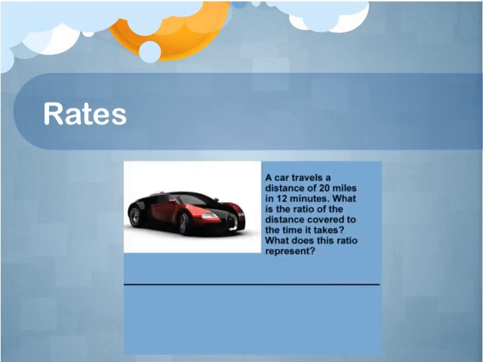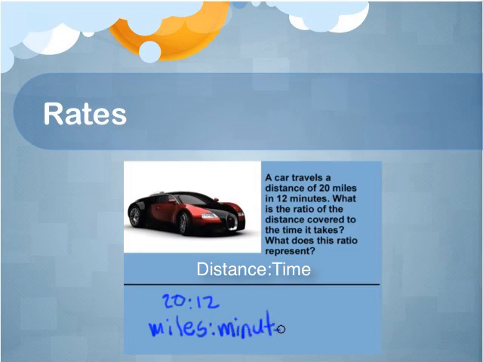A car travels a distance of 20 miles in 12 minutes. What is the ratio of the distance covered to the time it takes? What does this ratio represent? There are two quantities here, distance and time. We can form a ratio. 20 to 12 is also a ratio of miles to minutes. We can simplify this ratio to this. And the ratio of the units become miles per minute.